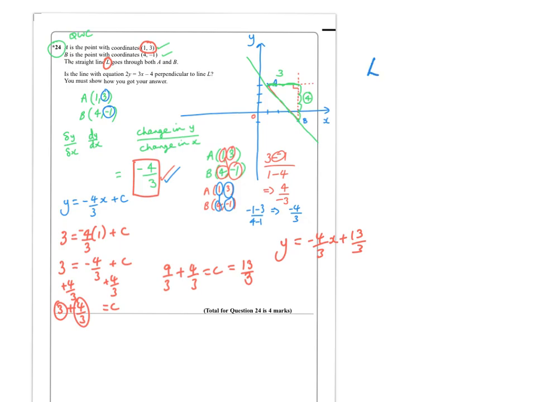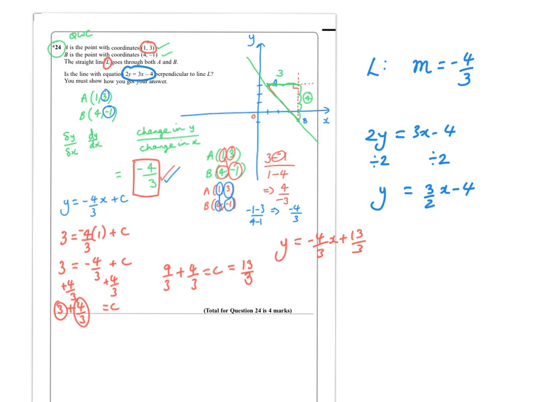So if you knew the facts about L, and L was such that its gradient was minus 4/3, you've now got this equation here, which is 2y equals 3x minus 4. Well, what's the gradient of that? We'll get it in the form y equals mx plus c. So divide both sides by 2. And we'd have y equals 3 over 2 x minus 4. So you've got to find out whether it's perpendicular to the line or not.